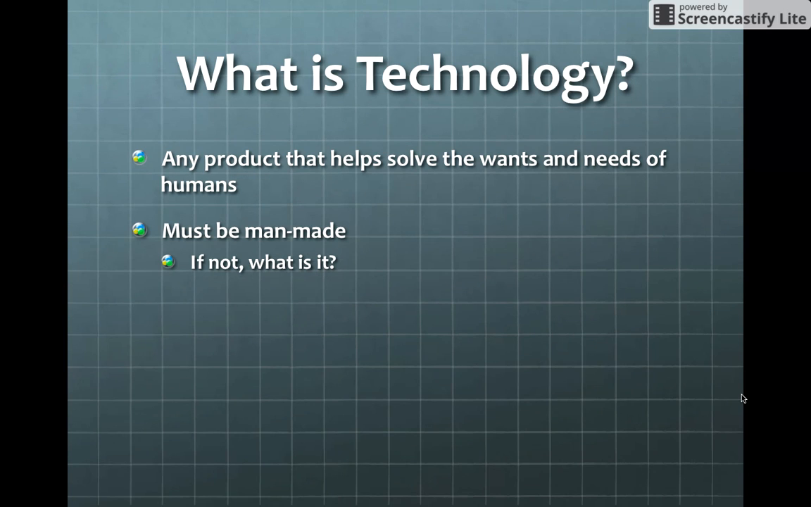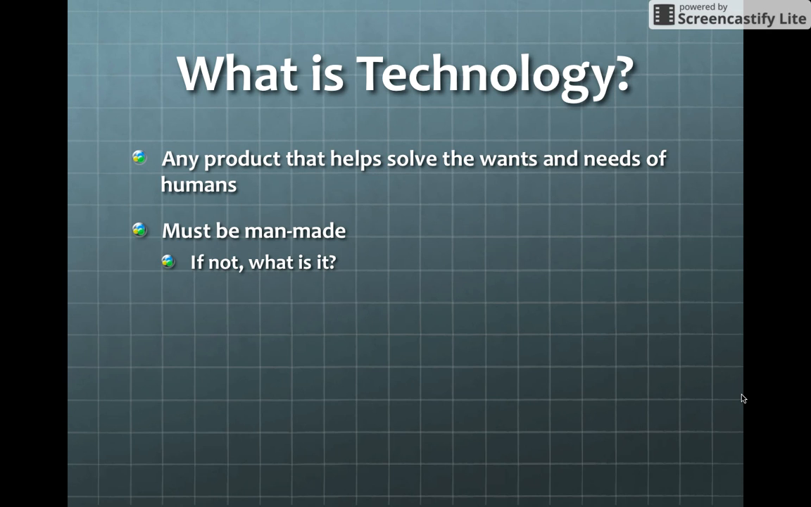So not only does it extend our abilities, but it solves a problem. It solves a want or a need. So any product that helps solve the wants and needs of humans. We're focusing on our essential needs such as food, water, and shelter. That's what we're going to focus on first. So it could be a piece of technology that helps us plow a field so that we are able to grow more crops. That's helping the needs of humans with technology.